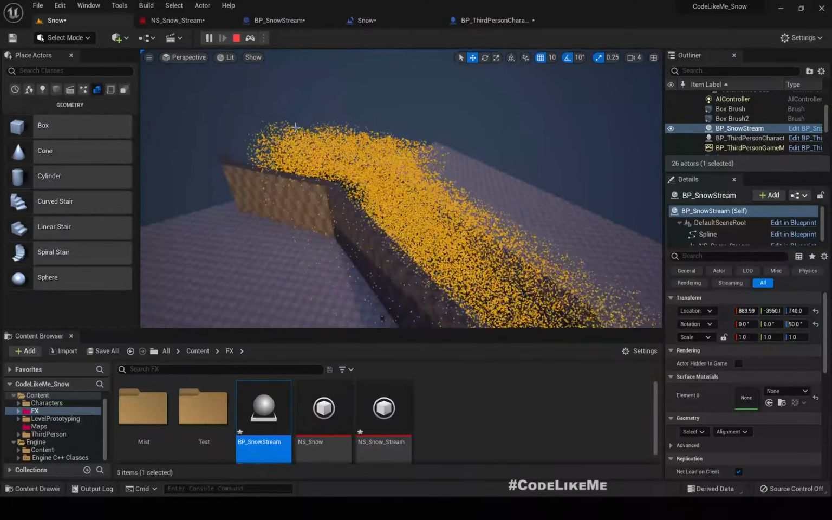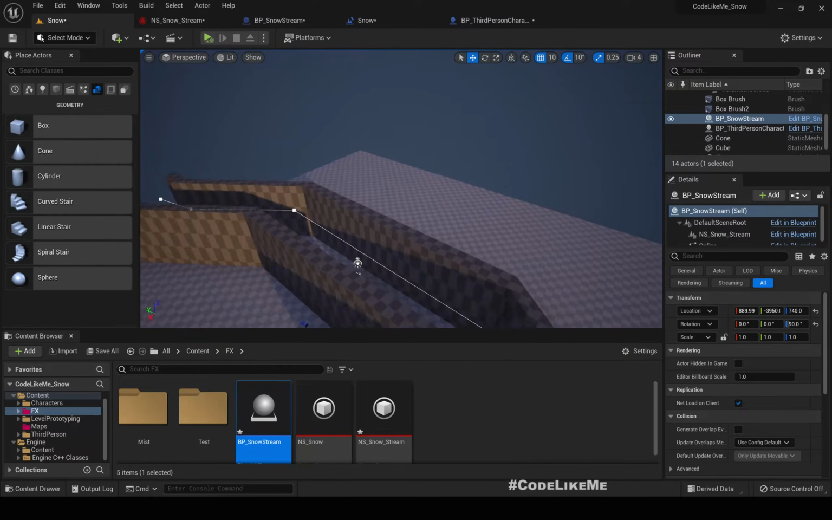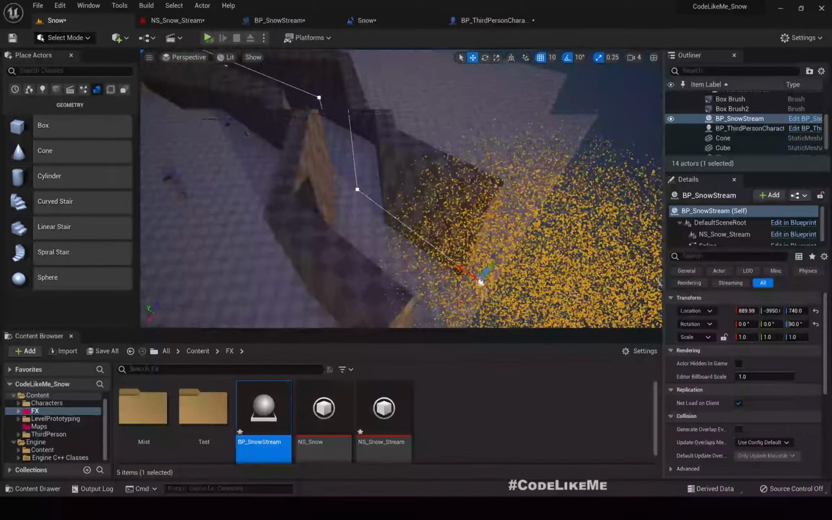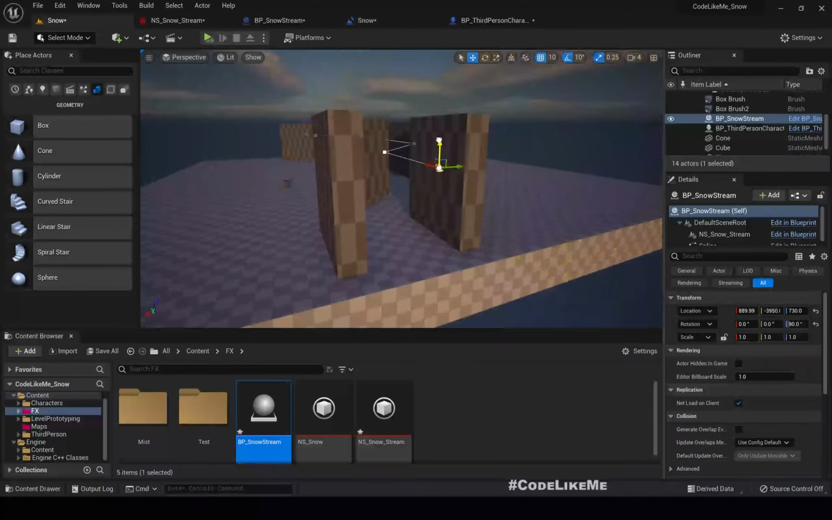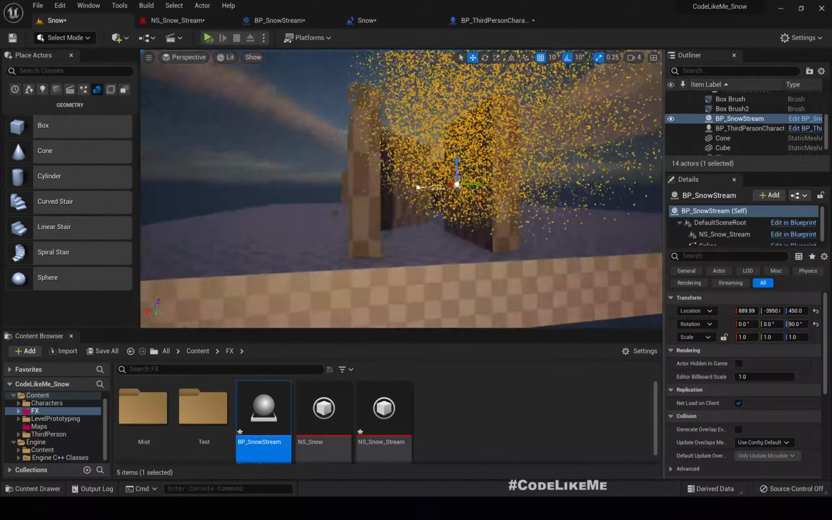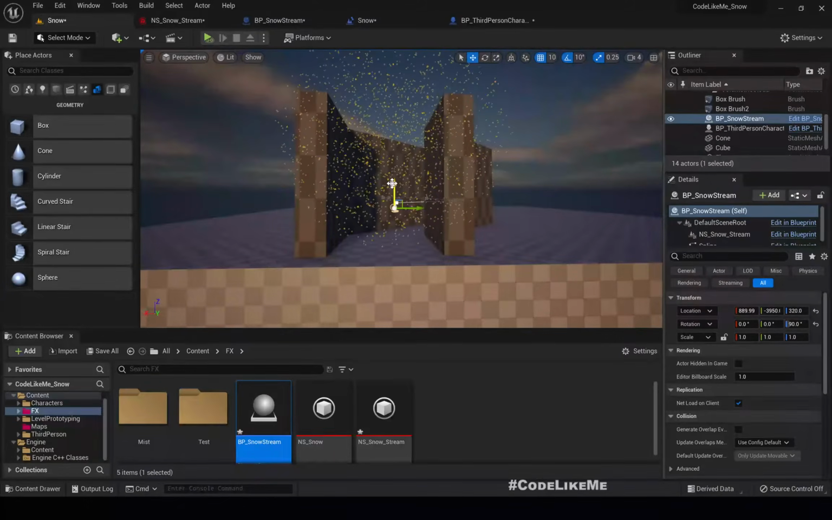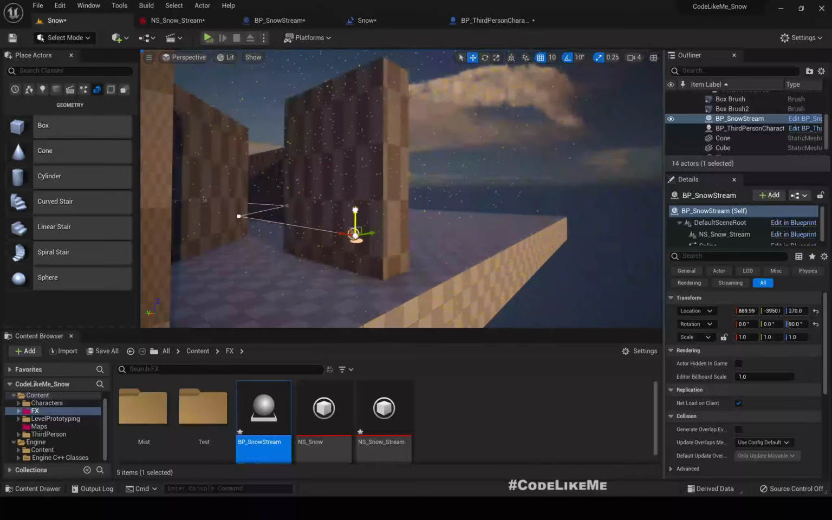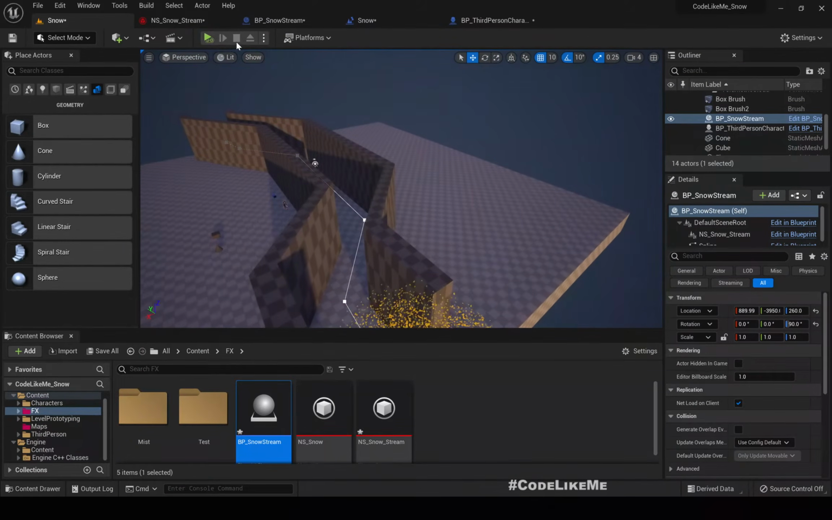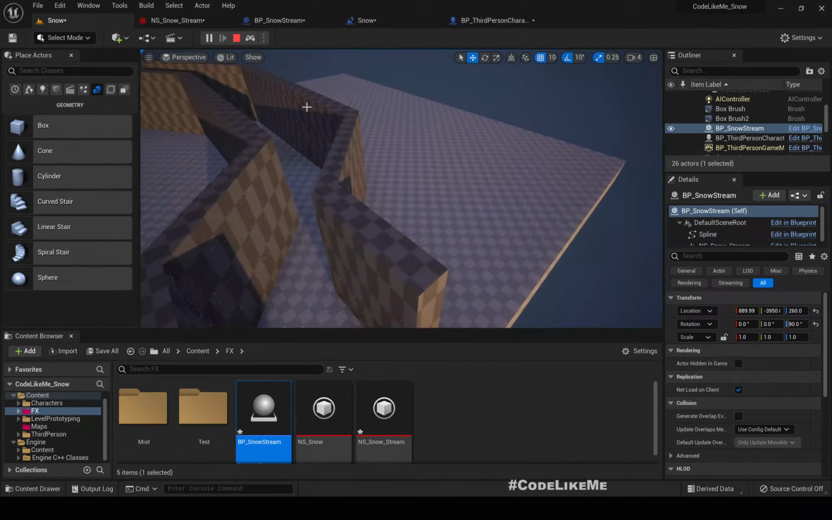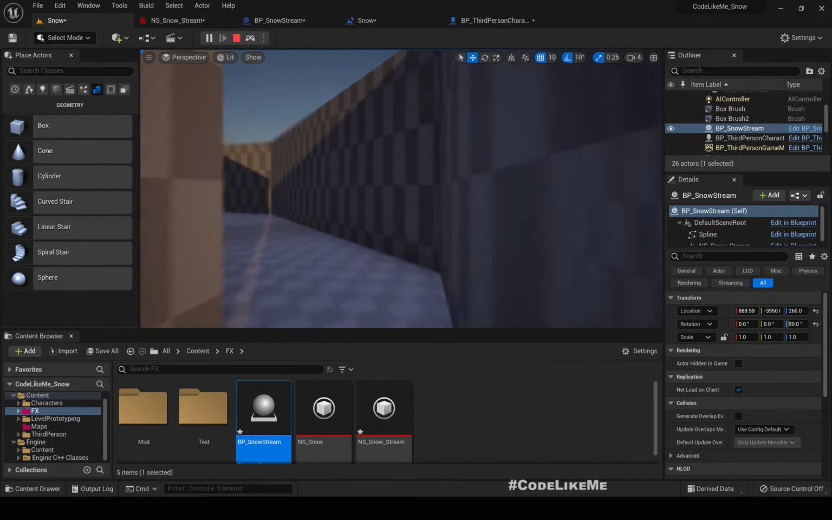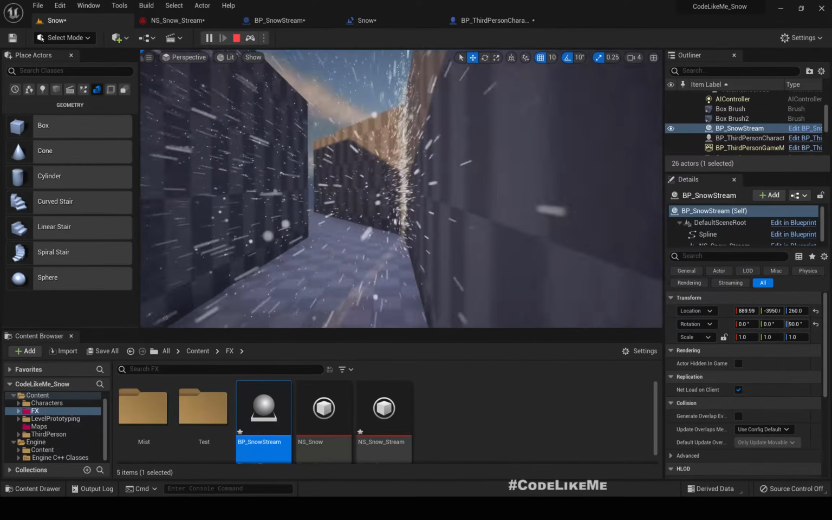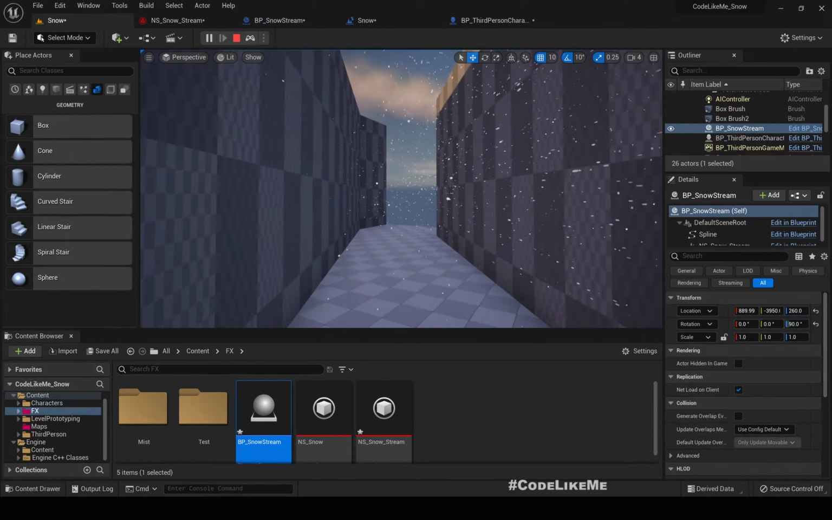So if I now move this down to a more ground level, this should be good enough. Let's try. See, now we do have the effect of like the snow is blowing through this tunnel.